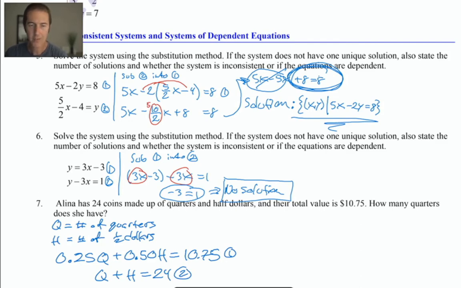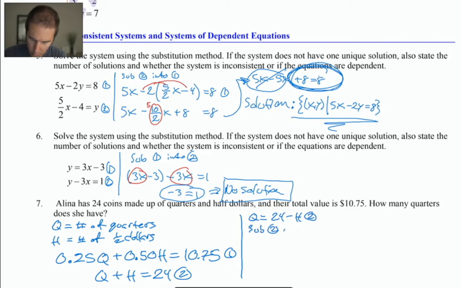Is this immediately set up for substitution? Not so much. We don't have an equation that says Q equals or H equals. So we're going to have to create that. So let's come over here. We'll create another little column. And I'm going to subtract H from both sides so that Q is equal to 24 minus H. That's still equation 2. Then I'm going to take equation number 2 and I'm going to plug it into equation number 1. Substitute 2 into 1.